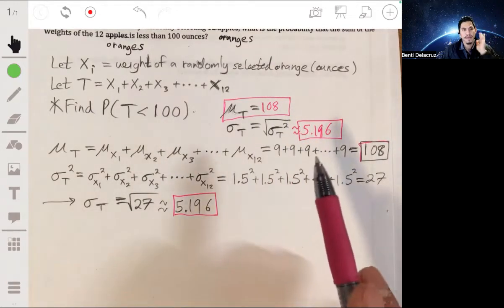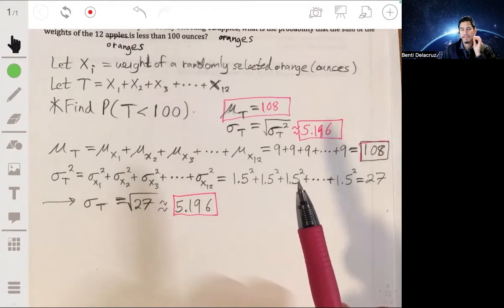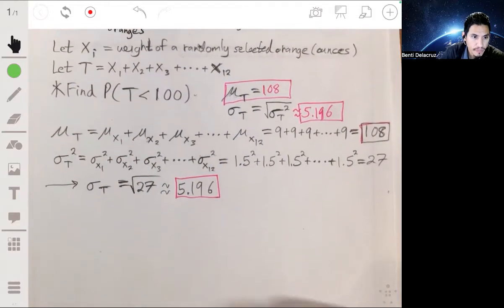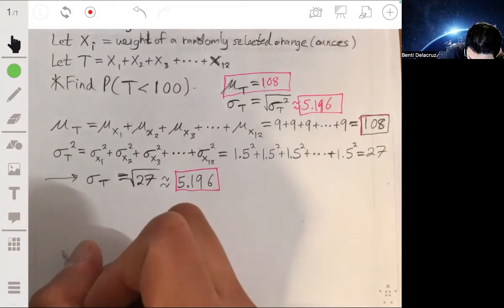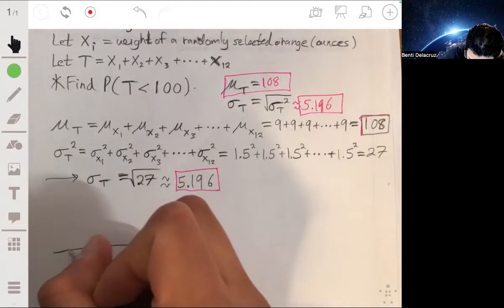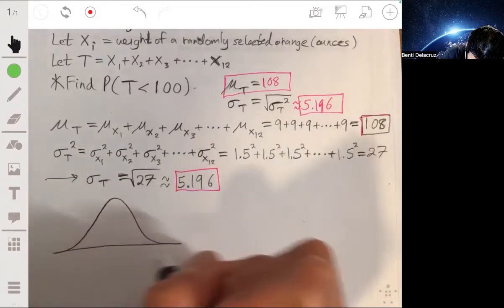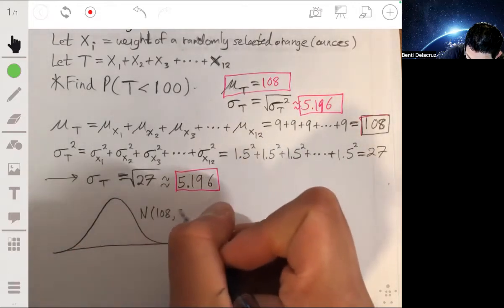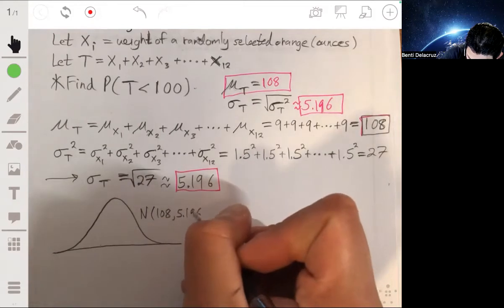And so now we have the mean of t and the standard deviation of t. So now we can just apply what we learned in chapter 2 and find the area in a corresponding normal distribution with this mean and this standard deviation. So let's draw a normal bell curve so we can get a visual of what we're doing. So here we go, bell curve, normal with a mean of 108 and standard deviation of 5.196.